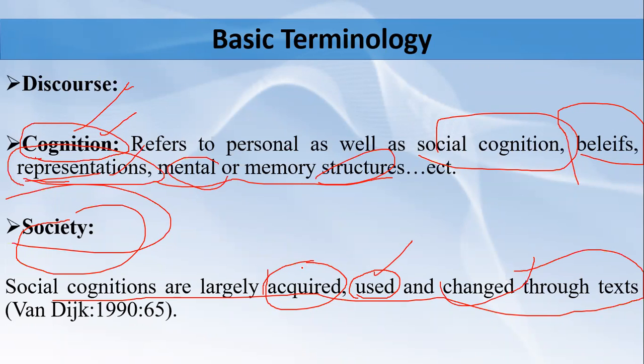Like for example, I have got certain ideologies. I have acquired those ideologies from other people with the help of discourse, with the help of language, through comprehension of language. Then I'm using those ideologies with the help of discourse, with the help of language. And those ideologies may get changed with the help of language if someone else produces discourse and I listen to his or her discourse. My social structures, my cognitive structures, my beliefs, my ideologies, my mental representations, they may get changed. So discourse is always there.